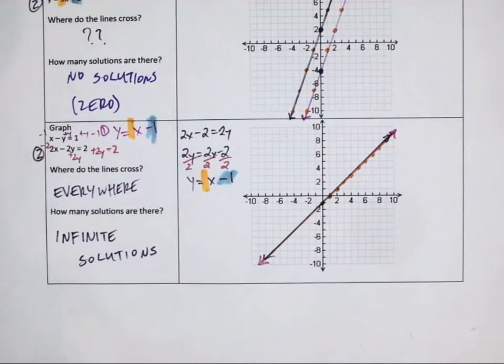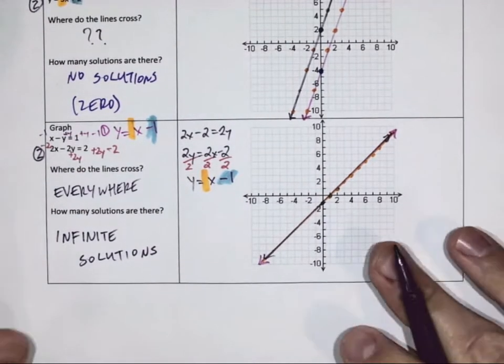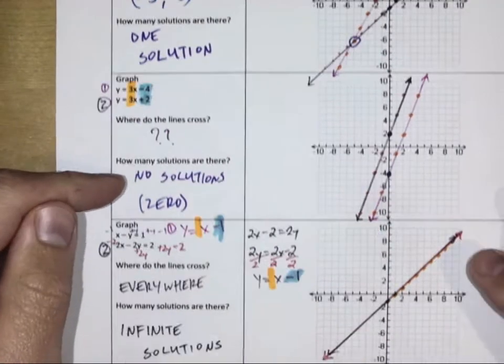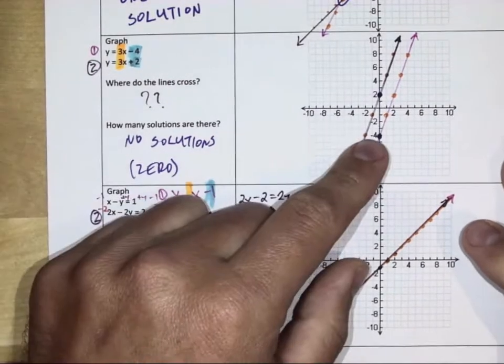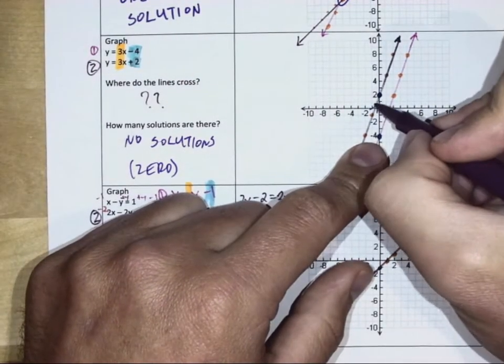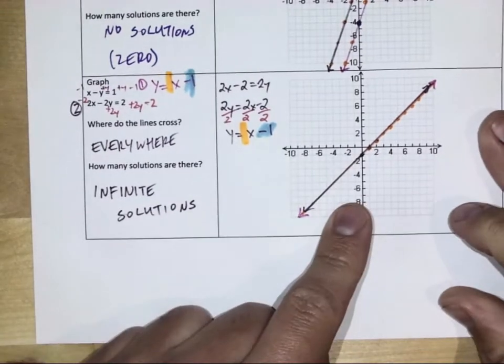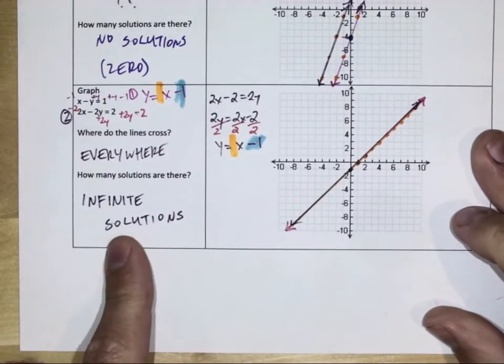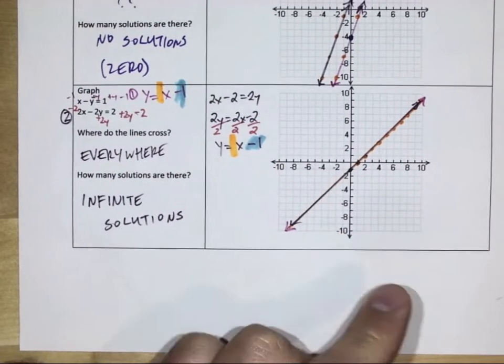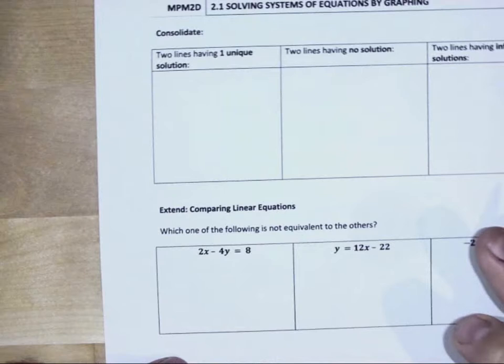So now we have some possibilities. 2 lines can either cross once, never. What do we call lines that never cross? Oh, parallel, that's right. Or they cross everywhere. They have infinite solutions. They're the same line. Okay, flip the page. Let's put that all together.